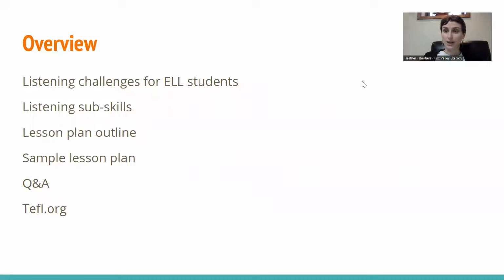Okay, so the overview of the structure of what we'll do today: we'll start by looking at some listening challenges for English language learning students. Then we'll look at some listening sub-skills, a lesson plan outline, and then we'll explore a sample lesson plan and have time for question and answer.